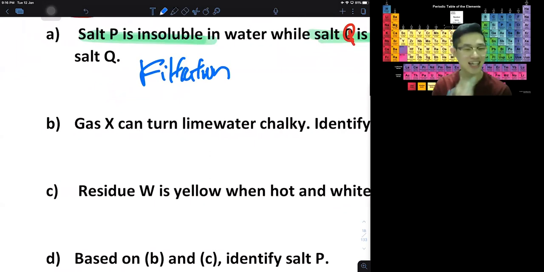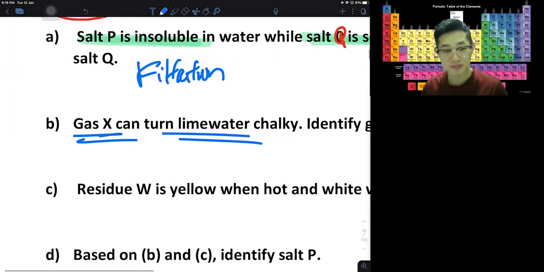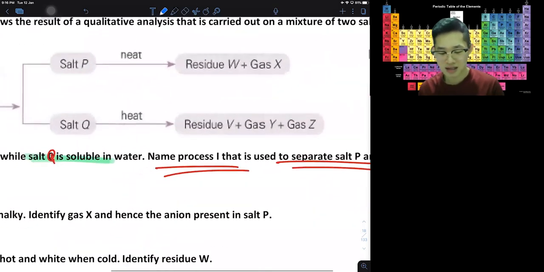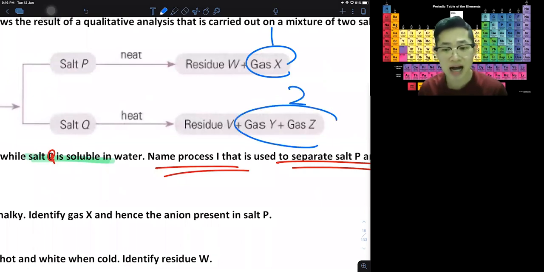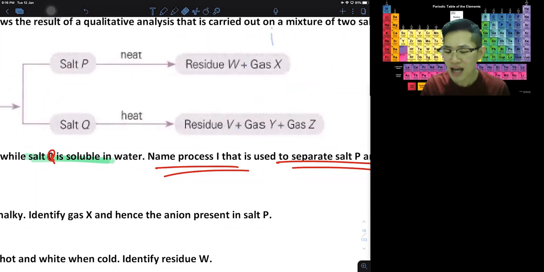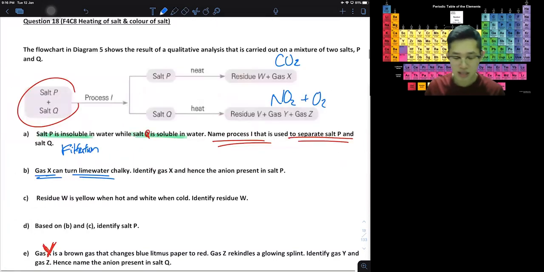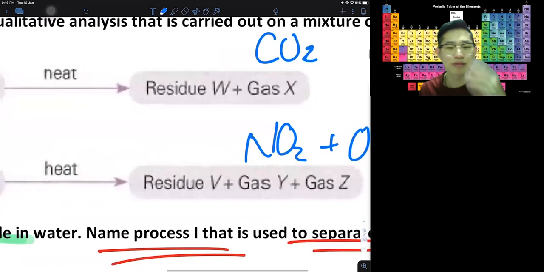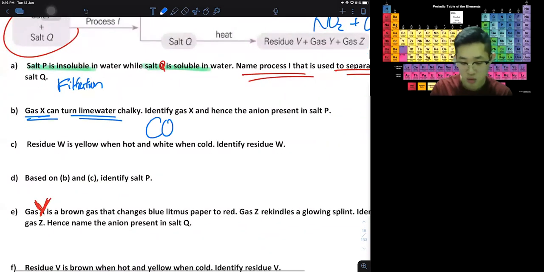Gas X can turn lime water chalky. So that means gas X, even without reading the question, when I see 1 gas, 2 gas, I can already tell, this gas X, confirm CO2 lah. And the 2 gas must be NO2 with the friend O2. Since they told me that X turns lime water cloudy, I triple confirm my answer is correct. CO2. So the gas is CO2.